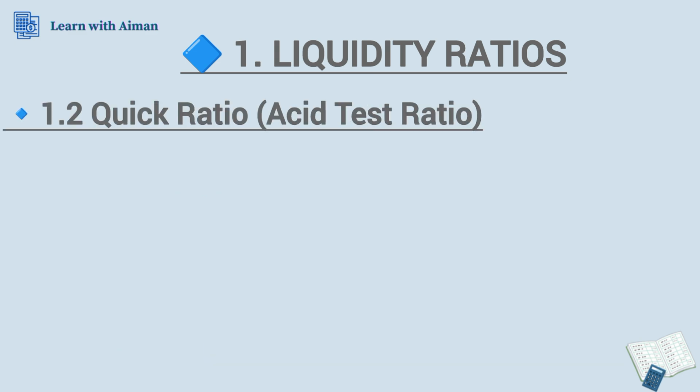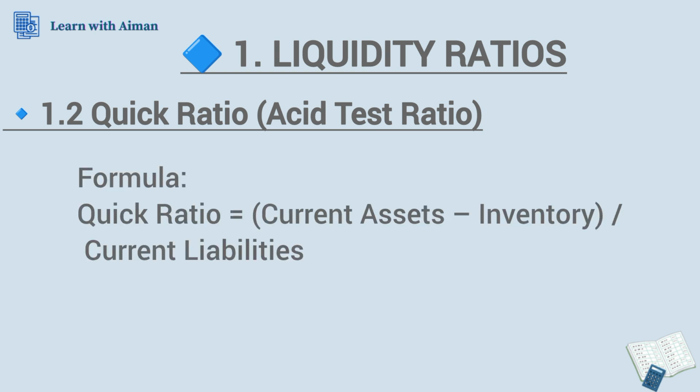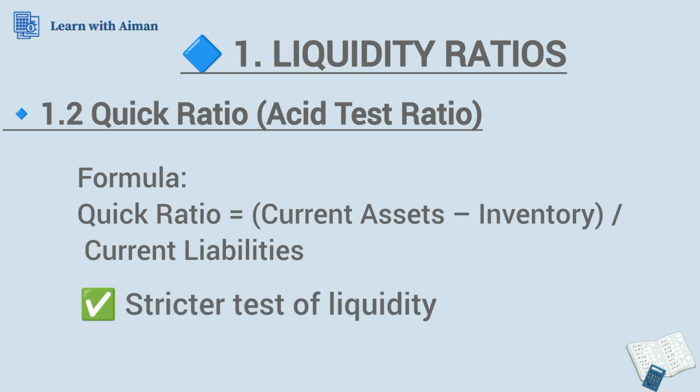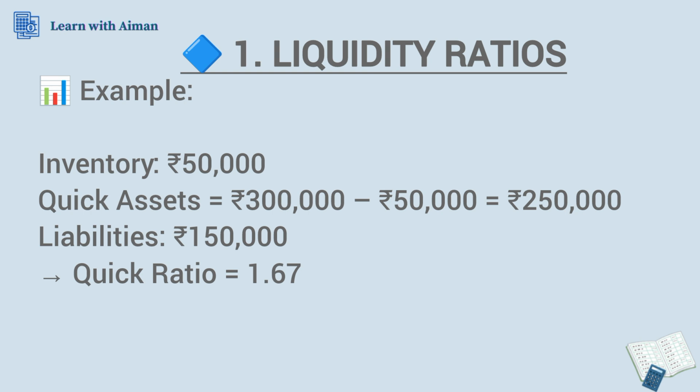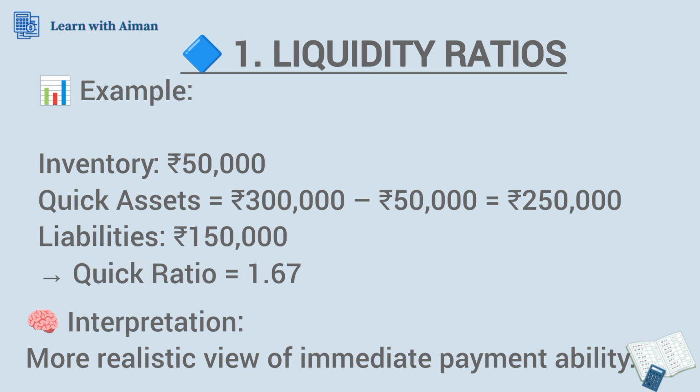Next we will study our quick ratio, which we also call the acid test ratio. The formula is quick ratio equals current assets minus inventory over current liabilities. It is a stricter test of liquidity. Let's see an example. We have inventory of 50,000, so quick assets are 300,000 minus 50,000, which is 250,000. Then liabilities of 150,000. So we get a quick ratio of 1.67, a more realistic view of immediate payment ability.